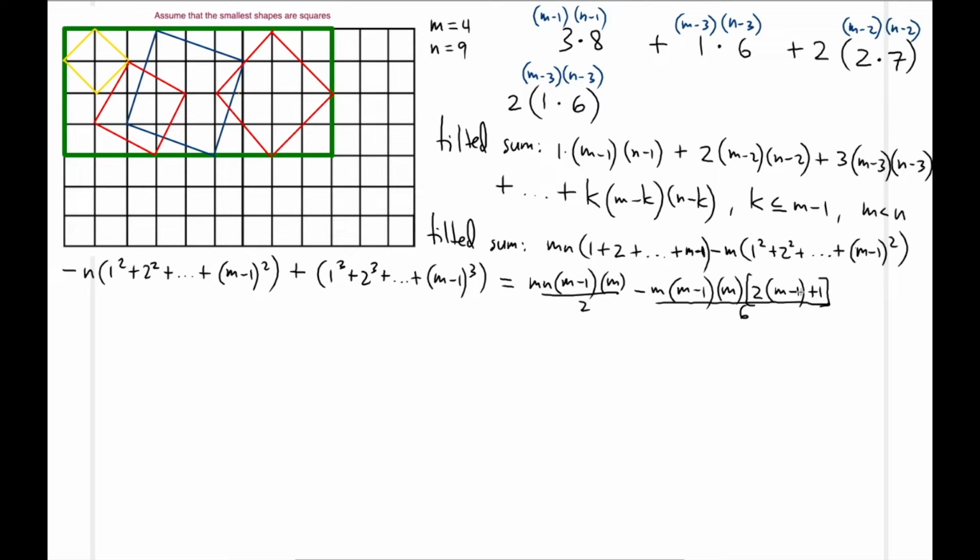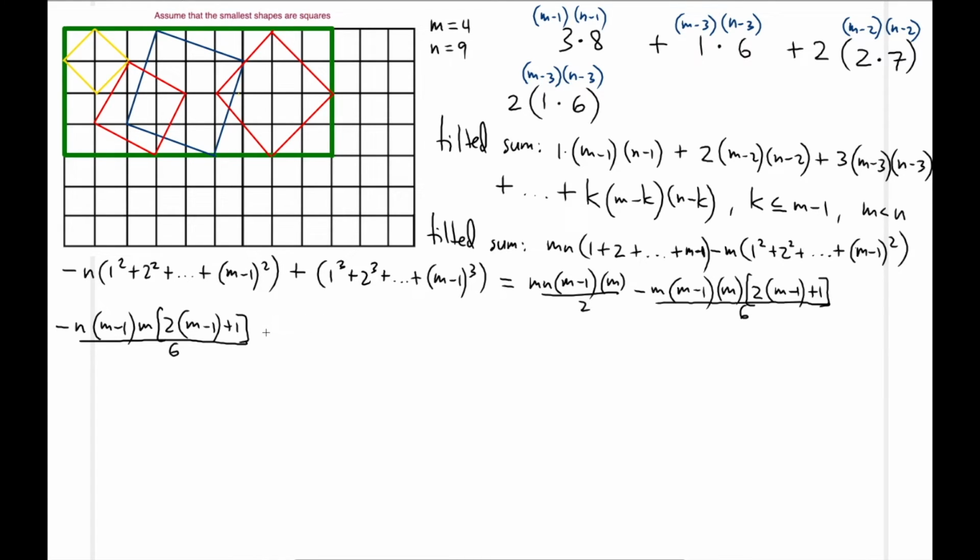Okay, and then the same thing here. So I'm going to write minus n, so m minus 1. So I'm just going to copy everything here, except the m is changed to the negative n, because everything else is the same. So m, then 2, m minus 1 plus 1, and then all that divided by 6.